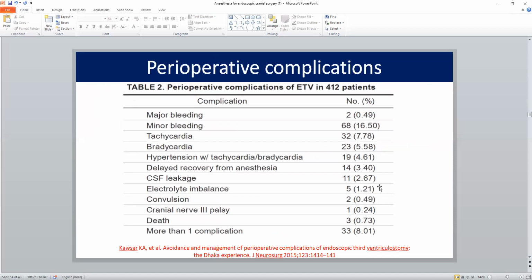This was from a surgical perspective from Dhaka. They shared their experience in 412 patients, and we find that bleeding was one of the common problems. Tachycardia, bradycardia, hypertension, delayed recovery, CSF leakage, electrolyte imbalance, convulsion, third nerve palsy, and death were also seen. And more than one complication was seen in about 8% of the patients.